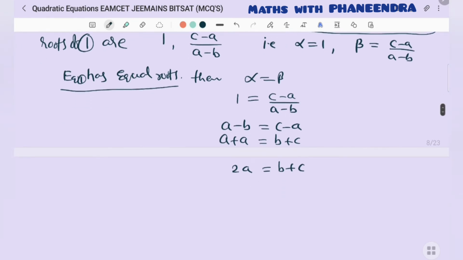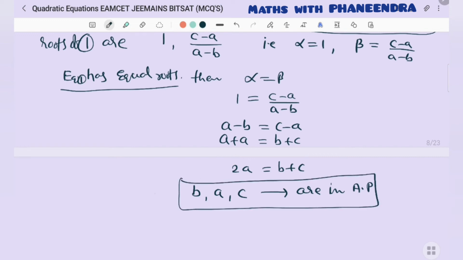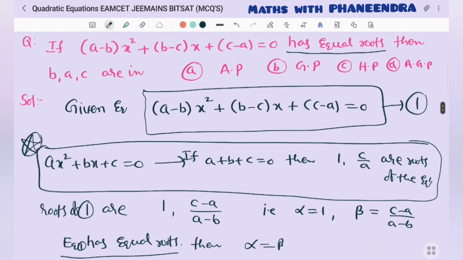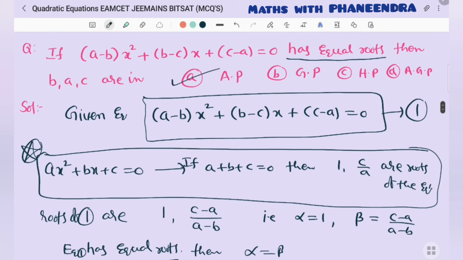So twice of the middle is equal to sum of the extremities, which means b, a, c are in arithmetic progression. So not a, b, c. Here observe carefully, I am putting a star mark. So b, twice of the middle is equal to sum of the extremities. So b, a, c are in arithmetic progression. It is there in the first option.